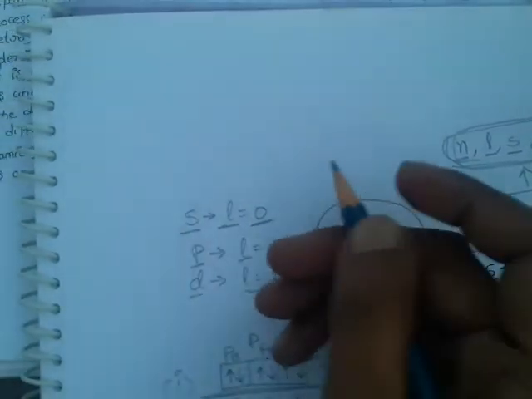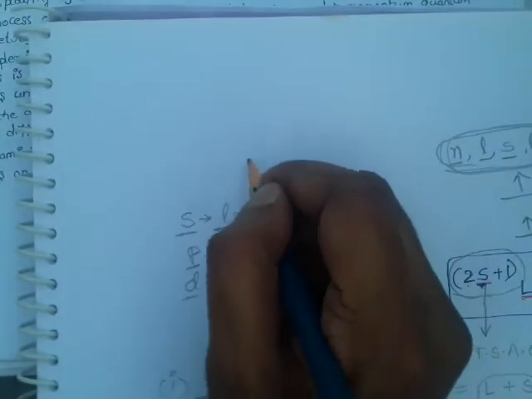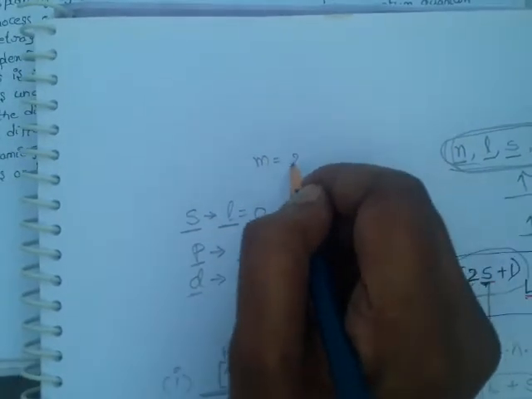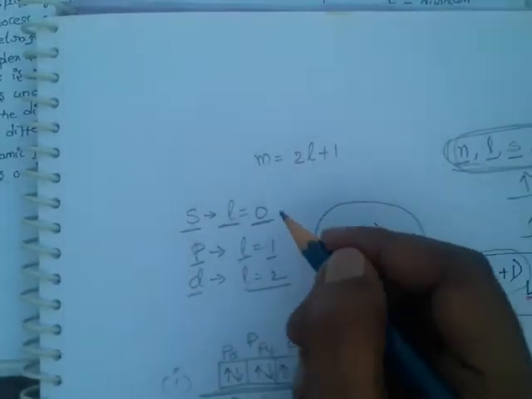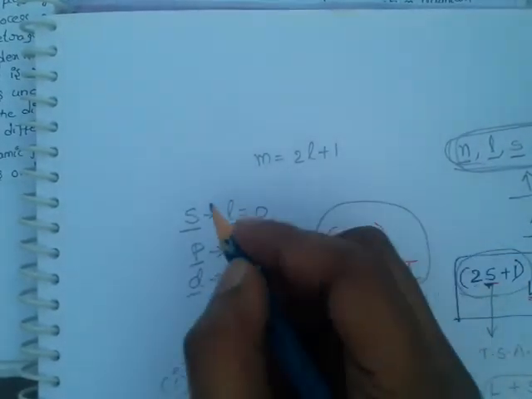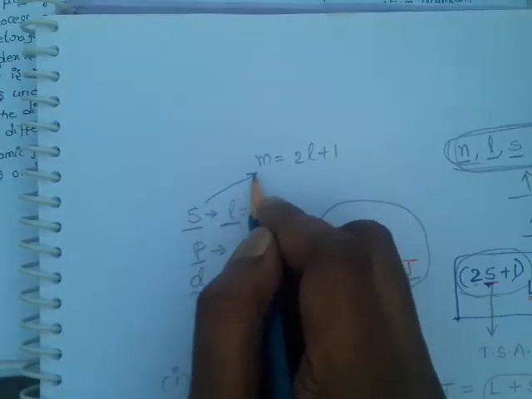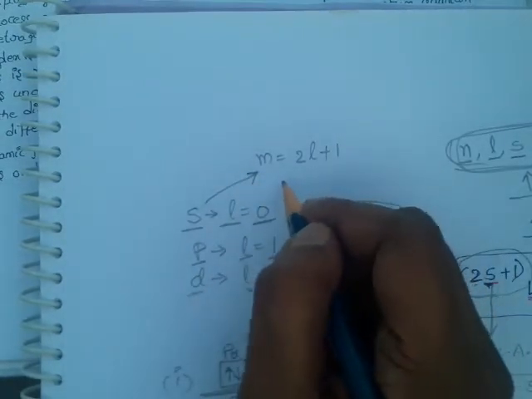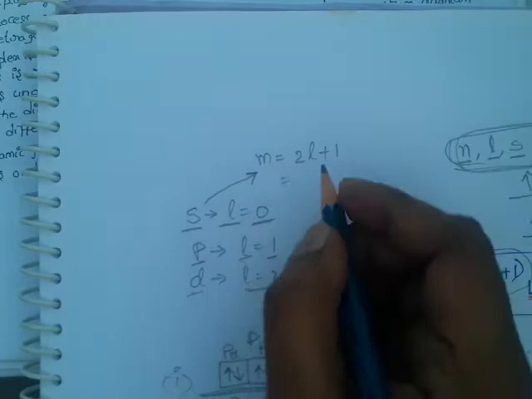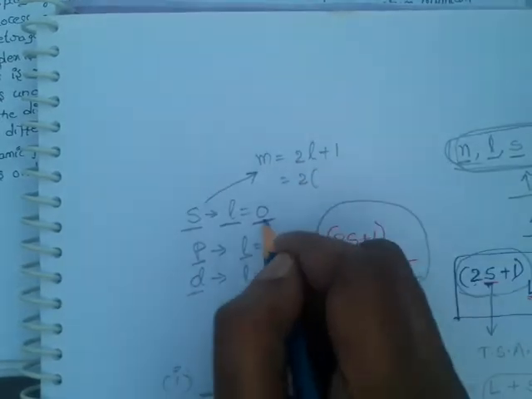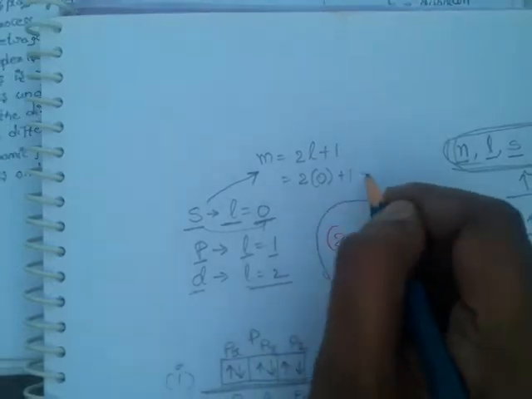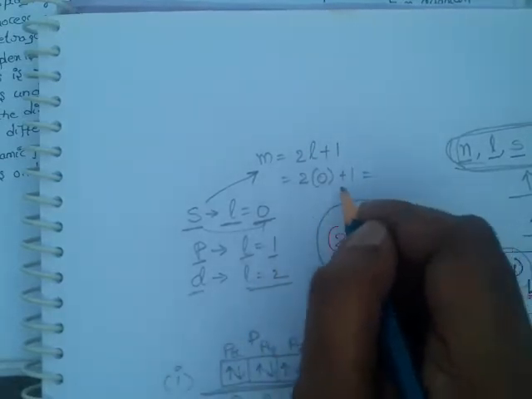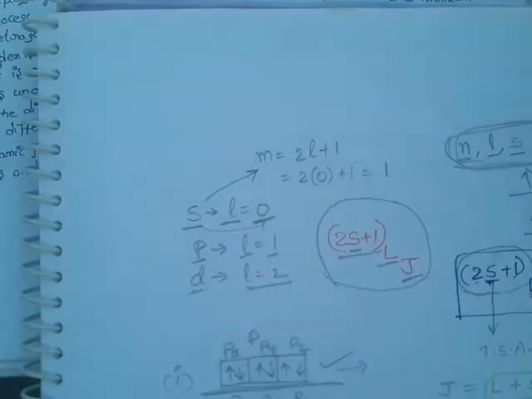How can you calculate m values? m is equal to 2L plus 1. For example, for s orbital, what are the m values? 2 into L value, how much? For s orbital, L is 0, so 2 into 0 plus 1, that is 1.